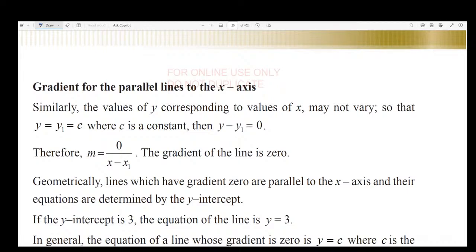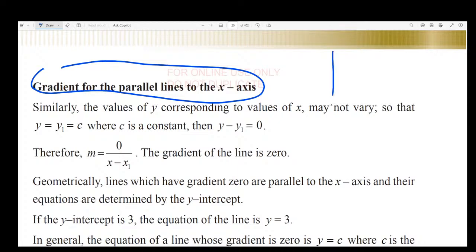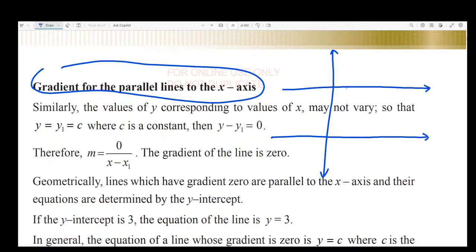Now let us come to the gradient of a line parallel to the x-axis. For that case, consider my rough sketch here. You're talking of a line which is parallel to the x-axis, like this line here, for example. Now you'll be having points A and B there. You're supposed to find the slope. Remember that the slope is change in y over change in x. So slope is y2 minus y1 over x2 minus x1.